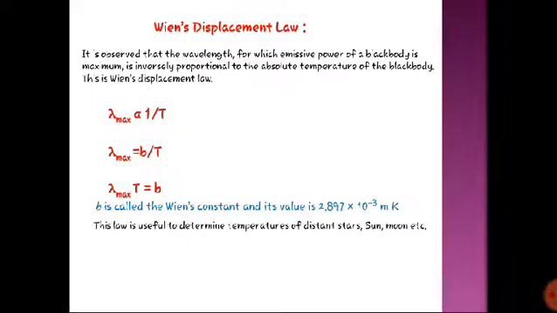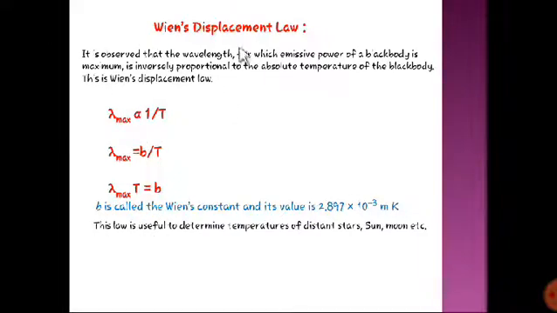As we have seen in the diagram, as T goes on increasing, lambda goes on decreasing, so they are inversely proportional to each other. So lambda max is inversely proportional to T. So lambda max is equal to b upon T, where b is called Wien's constant and its value is 2.897 times 10 raised to minus 3 meter Kelvin.